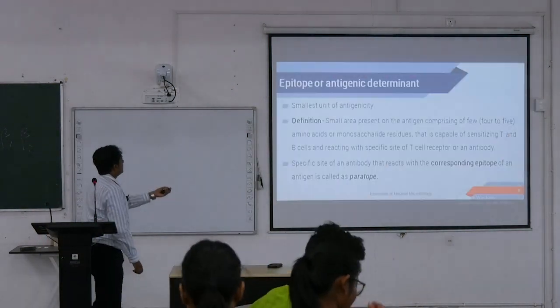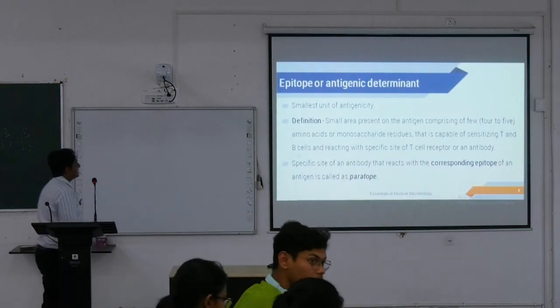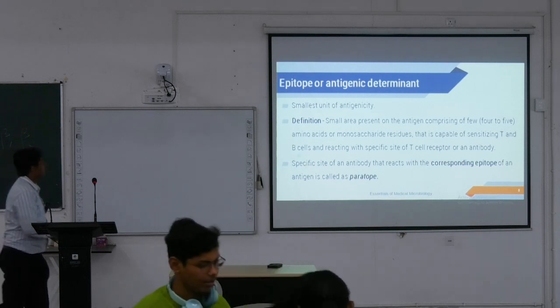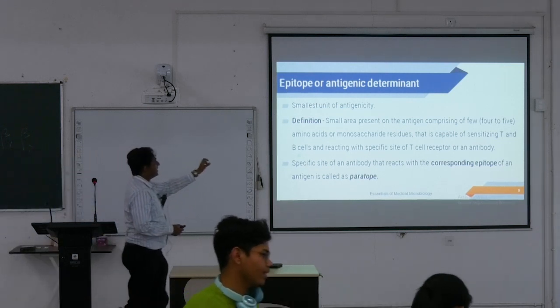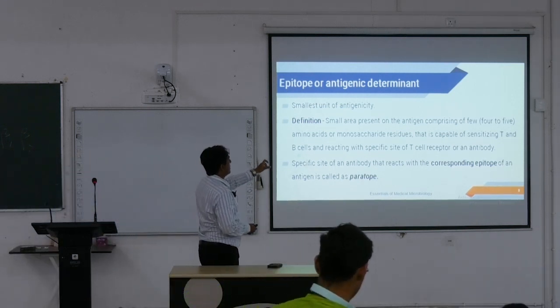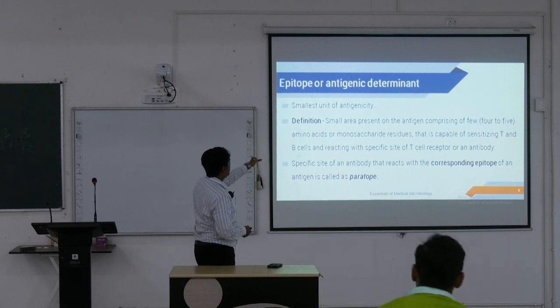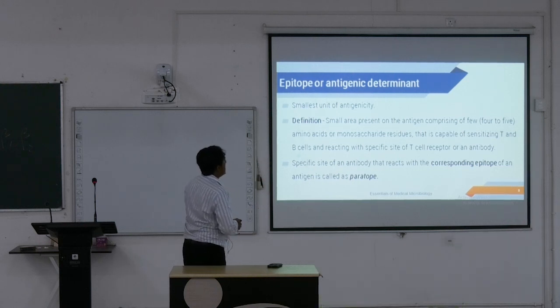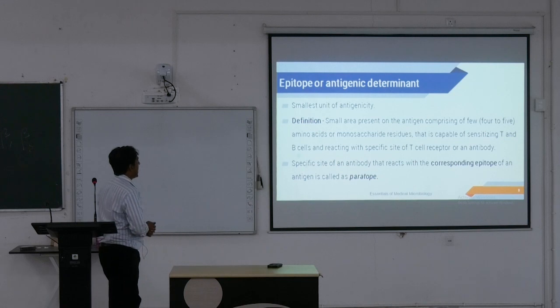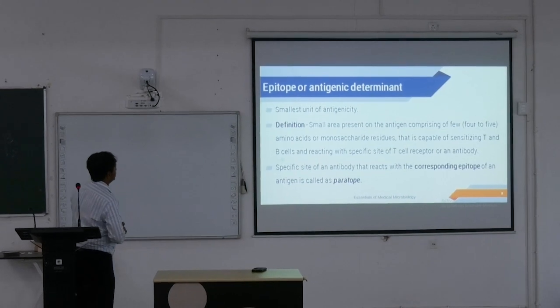Then comes the epitope. What is the epitope? The smallest unit of antigenicity. The definition is: a small area present on the antigen comprising a few, 4 to 5, amino acids or monosaccharide residues that is capable of sensitizing T and B cells, reacting with the specific site of the T cell receptor or antibody.